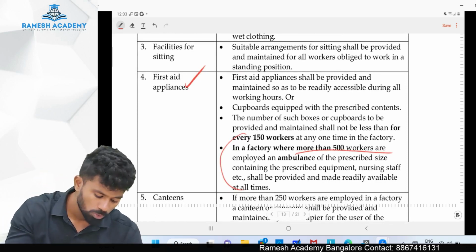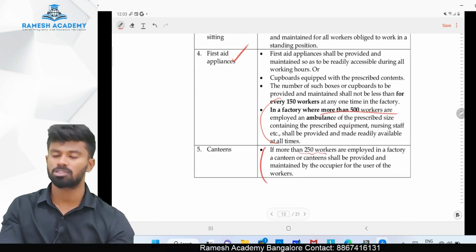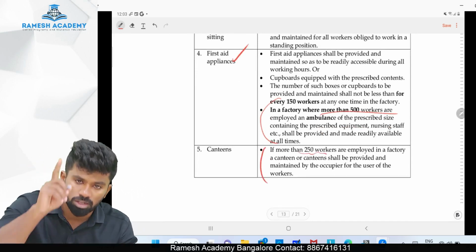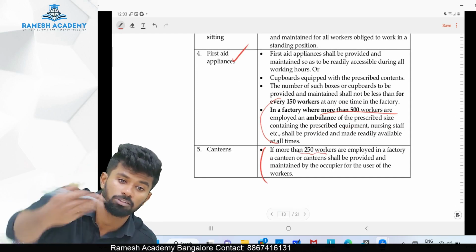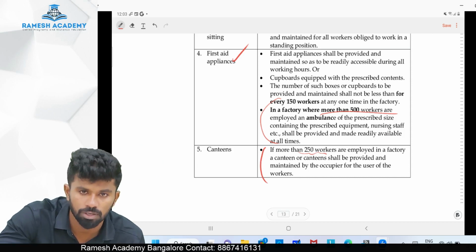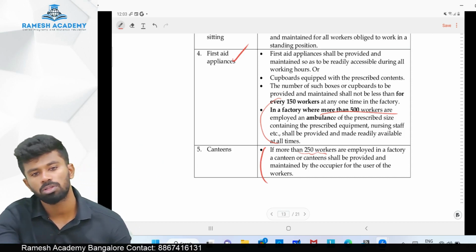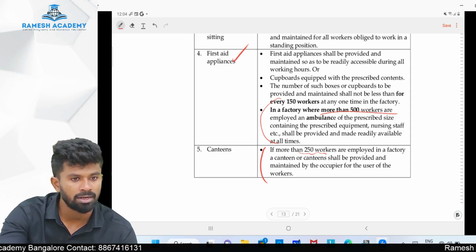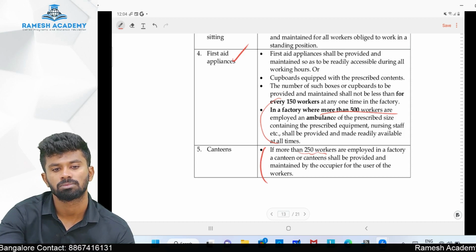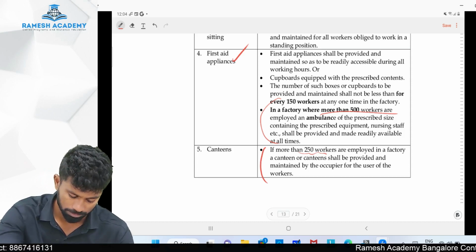Okay, next one, canteens, important. If more than 250 workers are employed. Drinking water facility is for 250 or more, but this one is if more than 250, meaning 250 plus 1. So in that scenario, if more than 250 workers are employed, it is mandatory to have a canteen facility in the factory.